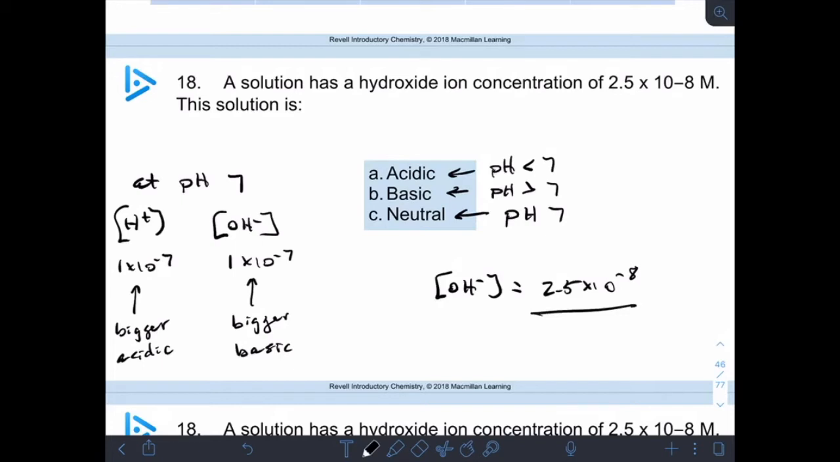Let's take a look at our 2.5 times 10 to the minus 8. This is smaller than 1 times 10 to the minus 7. If the OH minus is smaller, that means the H plus has to be bigger, and that makes it acidic. So it's all about balance. Whichever one is bigger than 1 times 10 to the minus 7, that one wins. If my OH minus is less than 10 to the minus 7, then the H plus has to be more, and that makes it acidic.